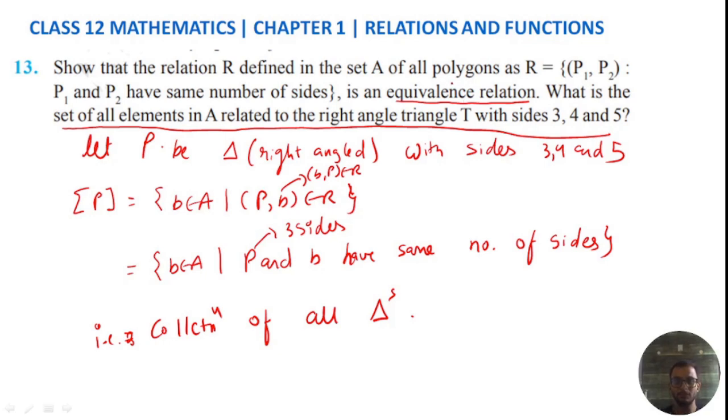Showing equivalence is your homework. Okay, this is homework. So let's move to the next question quickly.